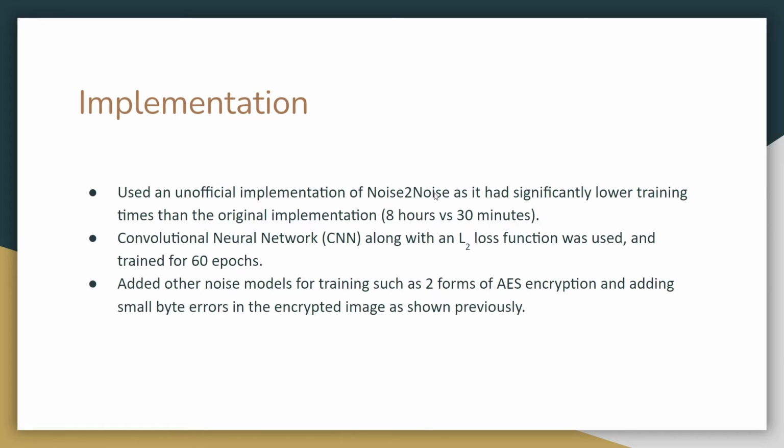So for my implementation, I used an unofficial implementation of noise-to-noise, as it had a significantly lower training time than the original implementation. The original took about 8 hours to train, and the unofficial implementation took about 30 minutes to train, which allowed me to do a lot more testing. It used a convolutional neural network along with an L2 loss function, and it was trained for about 60 epochs. And I added other noise models for training, such as two forms of AES encryption, ECB mode and CBC block cipher mode, and adding small byte errors in encrypted images, shown previously, as a noise function.